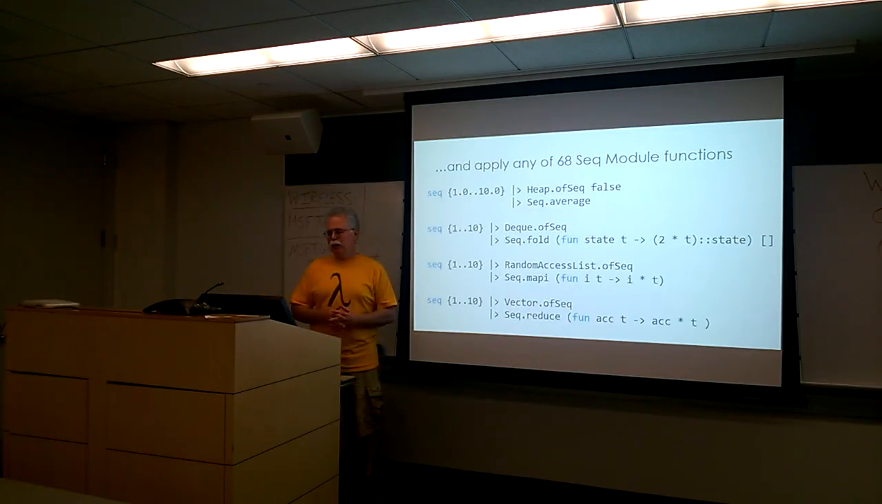The other advantage of sequence, the way it's implemented in FSharp, is that you also then have 68 Seq module functions that are available to any one of your data structures. Your data structures all implement seq, so they have all these module functions available to them. Things like aggregate functions and folds, map, etc.